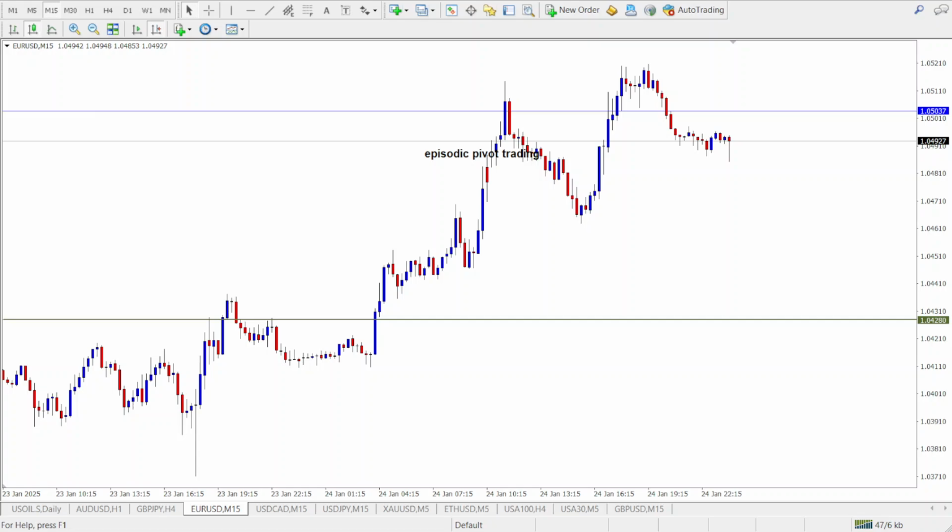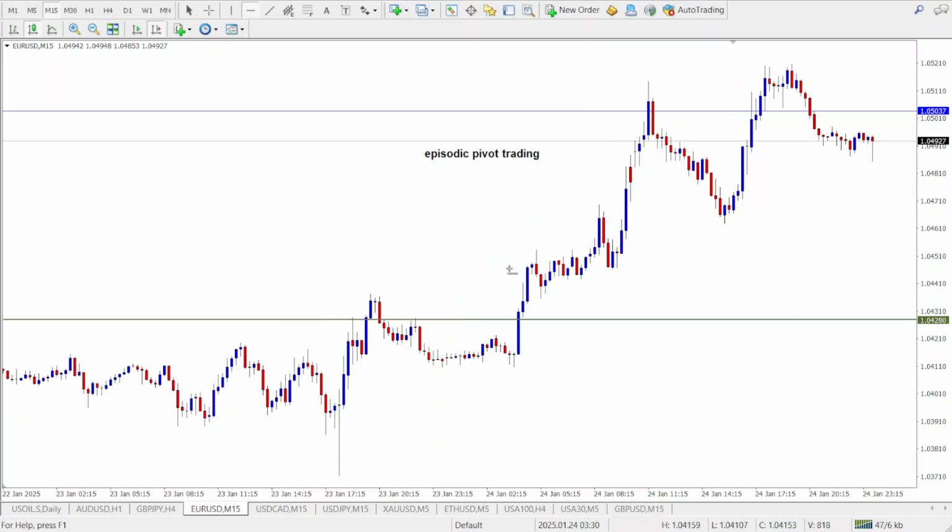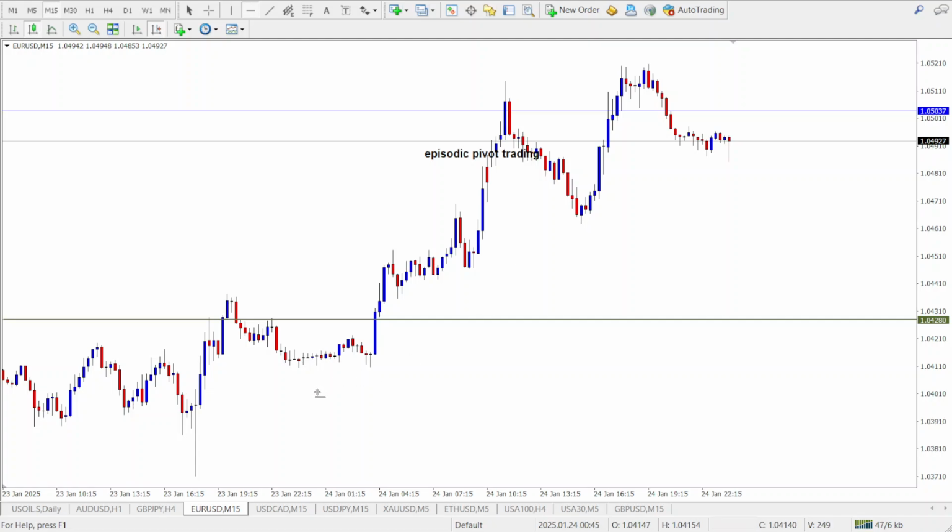So, why should you consider using episodic pivot trading in your strategy? The key advantage of this approach is its ability to adapt to different market conditions. Episodic pivots act as dynamic support and resistance levels that adjust based on time. This means they can help you identify market reversals. They can actually help you spot areas where price rebounds or reverses direction.